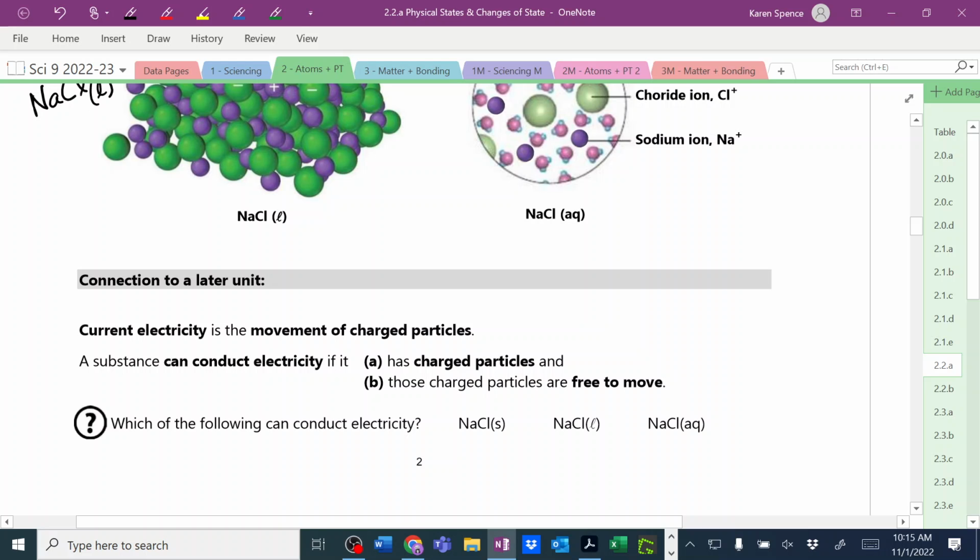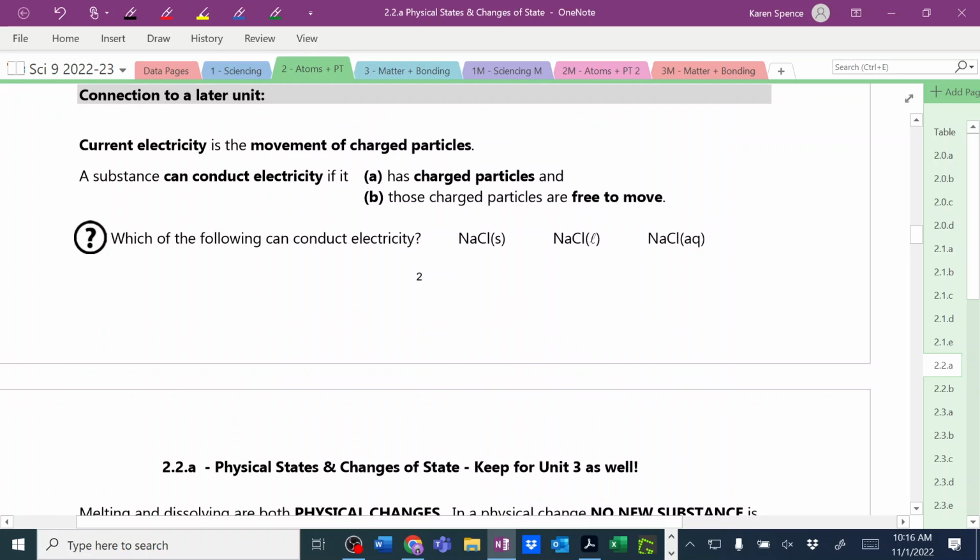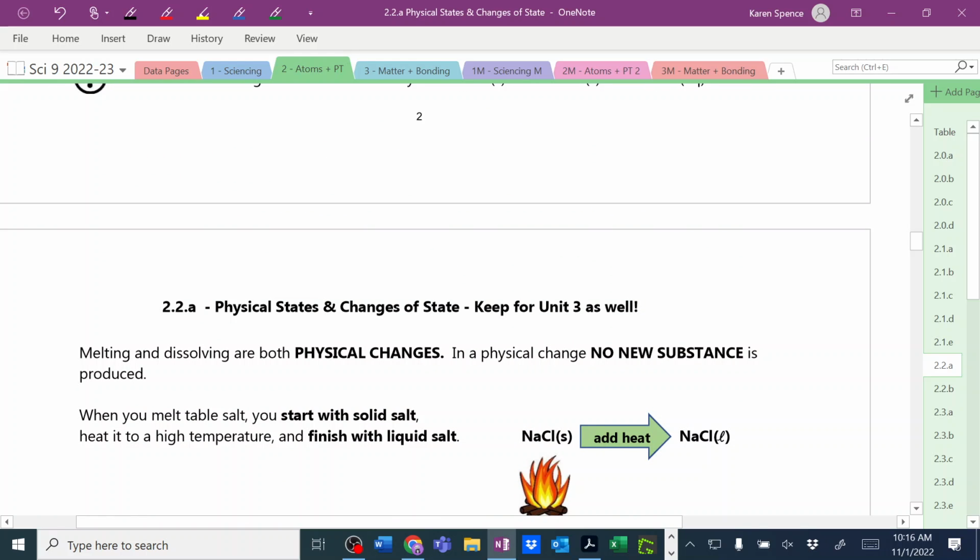We're actually going to skip this little bit. If you are interested, you can take a look at it, but we'll just skip that little connection to a later unit for now.